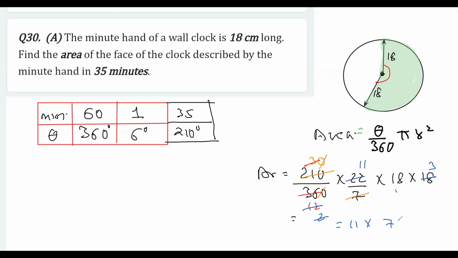18 into 3, that's 54, not 72. So this is 4. 5 plus 4 is 9, and 5. So it should be 594 centimeter square. So this should be the answer for question number 30.